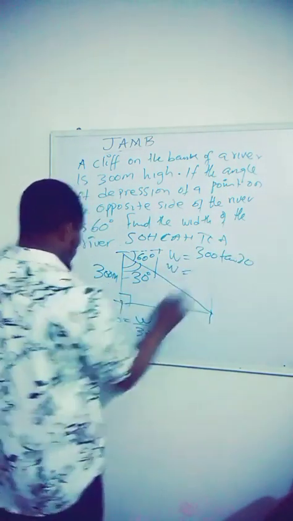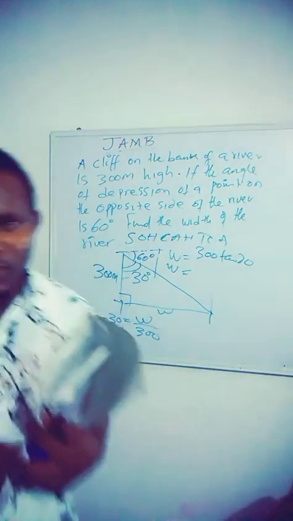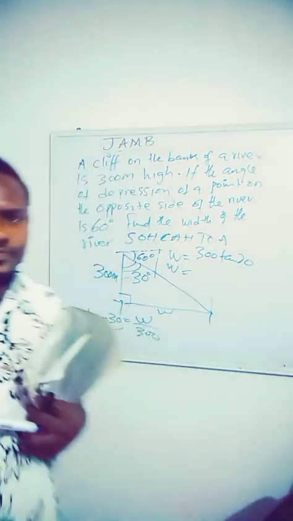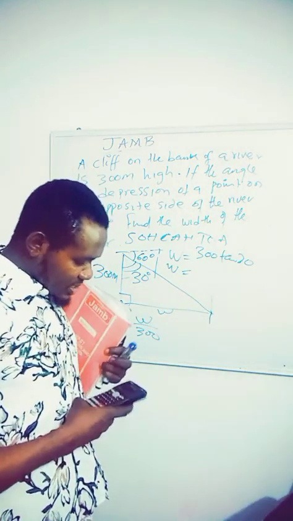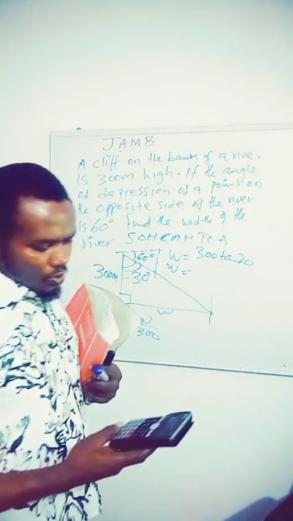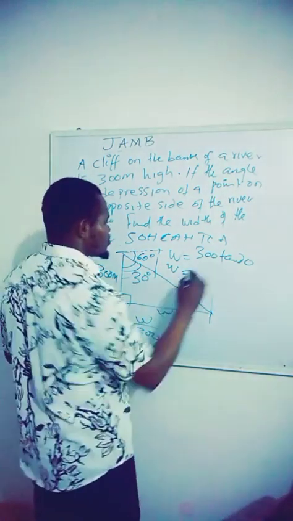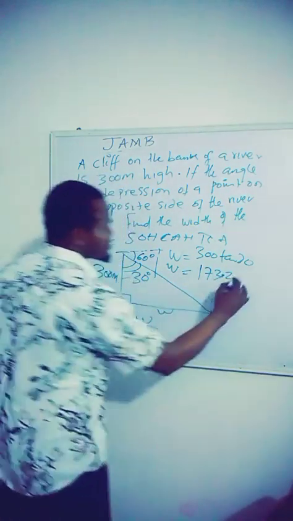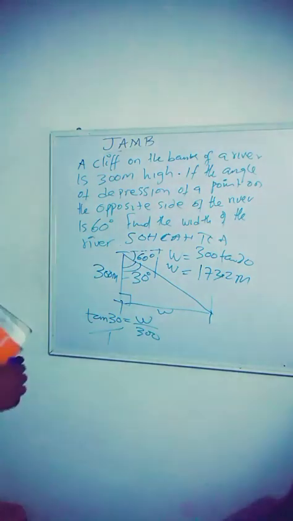So W will be equal to, you cross multiply this and this. So let's press our calculator. We have 300, press it directly, 300 tan 30. So 173.2. So 173.2 meters. So that is it, but let me see if the answer is in short form.